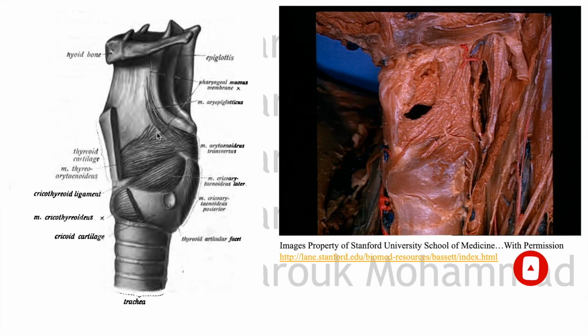Thyroepiglotticus is the upper part of the thyroarytenoidus muscle. And this is the aryepiglotticus muscle, which is a continuation of the oblique interarytenoid muscle. See that? It's very well shown here. Okay.